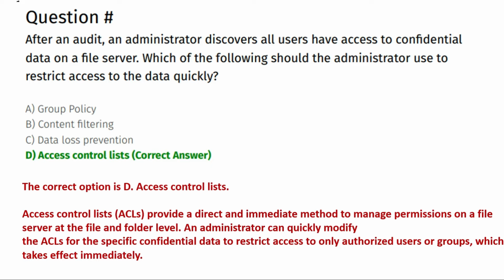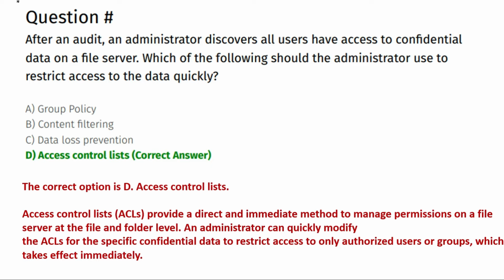The next question is, after an audit, an administrator discovers all users have access to confidential data on a file server. So which of the following should the administrator use to restrict access to the data quickly? Option A, group policy. Option B, content filtering. Option C, data loss prevention. Option D, access control list. And the correct answer for this question is option D, access control list. So let's check the explanation.